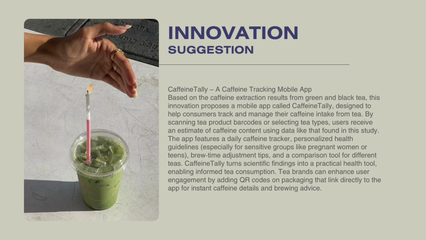Features of the app include a daily caffeine tracker, personalized health tips, especially for sensitive groups like pregnant individuals or teenagers, brew time adjustment tips, and a tool to compare different tea types. To enhance user experience, tea brands could include QR codes on their packaging, linking directly to the app for brewing guidance and caffeine information. This app turns scientific data into a practical health tool for better lifestyle management.